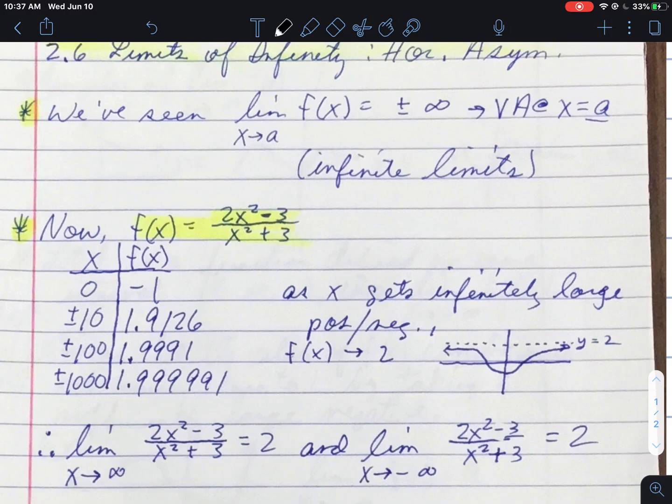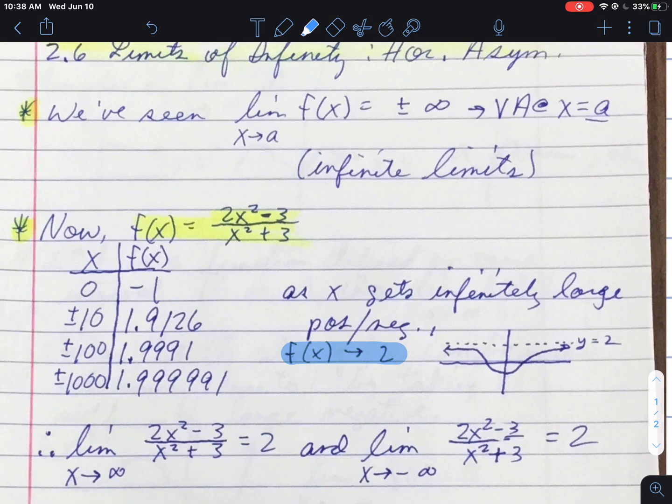All right, so for example, take our function f of x equals 2x squared minus 3 over x squared plus 3. We just do a little table of values to give us an observation about what's happening to the value of that function. In this case, notice our x values are getting larger. Right? So 0, 10, 100, 1,000, both positive and negative. So as x approaches infinity, positive, x approaches infinity, negative. But either way, as x gets infinitely large, whether it's positive or negative, we do have the function values approaching 2, according to our table.